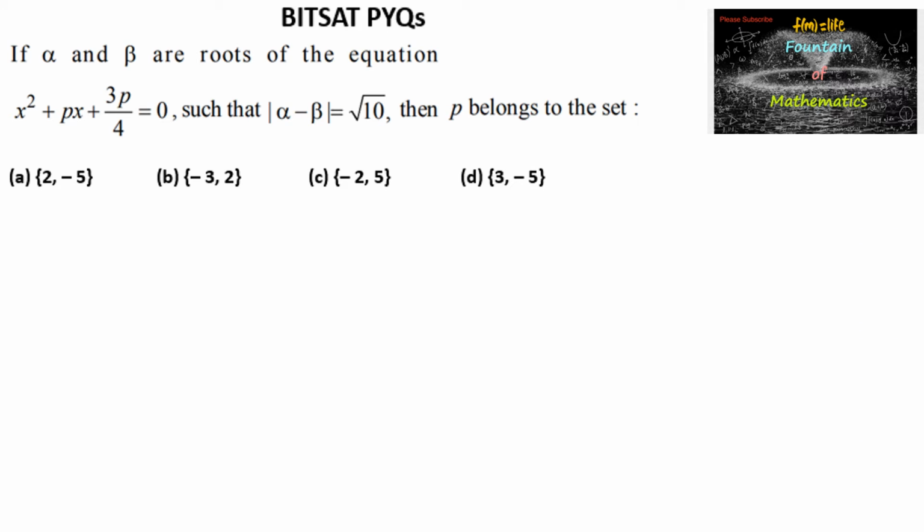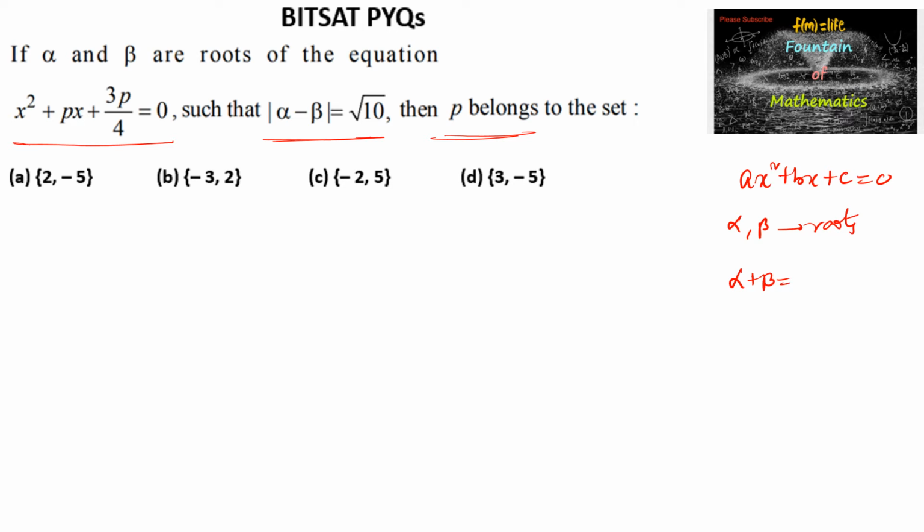If alpha and beta are the roots of the equation x square plus px plus 3p upon 4 is equal to 0, such that mod of alpha minus beta is equal to root 10, then p belongs to the set. Let's recall, for a quadratic equation ax square plus bx plus c is equal to 0, if alpha and beta are the roots, then we have sum of the roots alpha plus beta is equal to minus b by a, and product of the roots is equal to c by a. We can also write (alpha minus beta) whole square is equal to (alpha plus beta) whole square minus 4 alpha beta. We can use this identity.